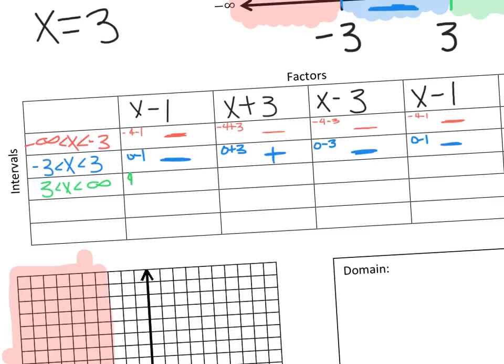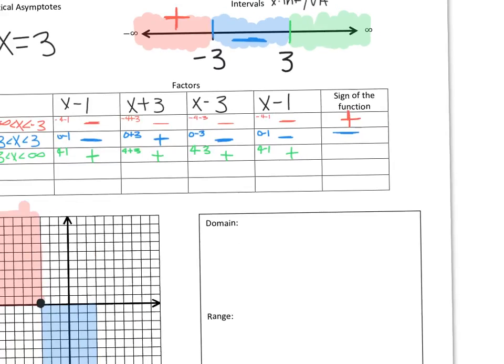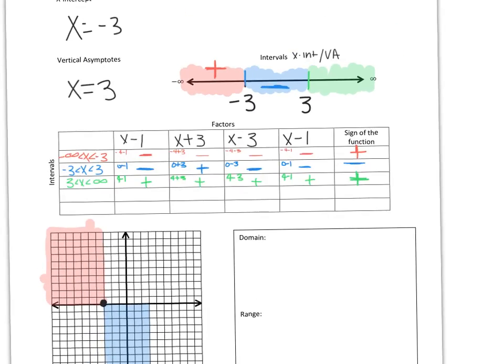So 4 minus 1 is going to give me something that is positive. 4 plus 3 is going to give me something that is positive. 4 minus 3 is positive. And 4 minus 1, positive. So that whole row is positive. So that means that our function is also positive on that interval. So it's going to be above the x-axis there. So I'm going to go and highlight that.